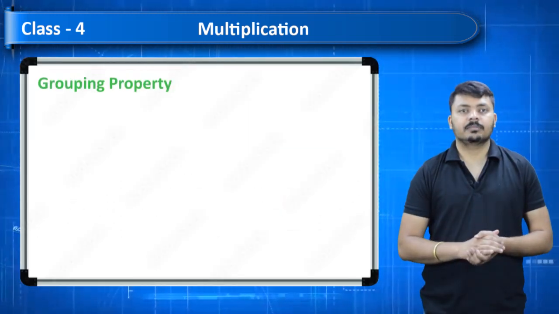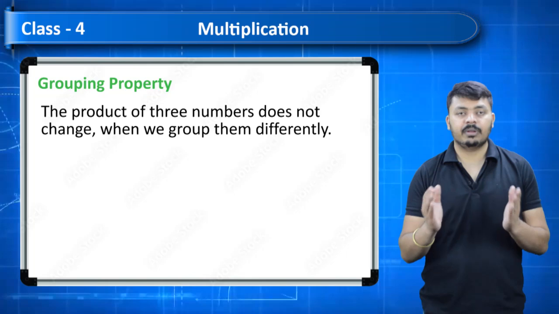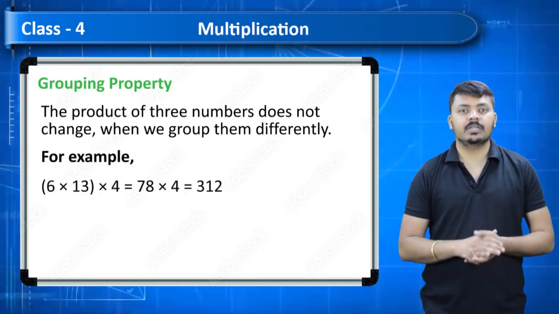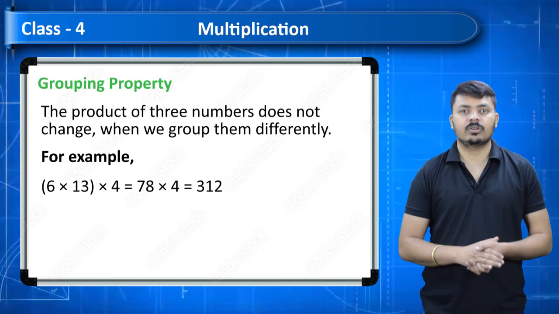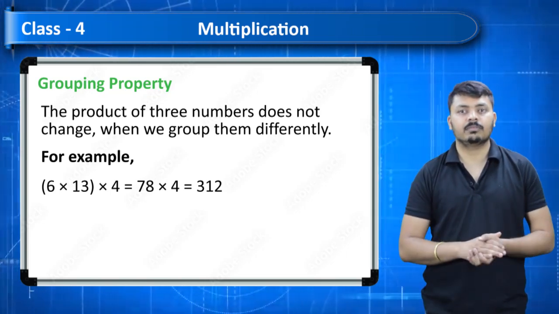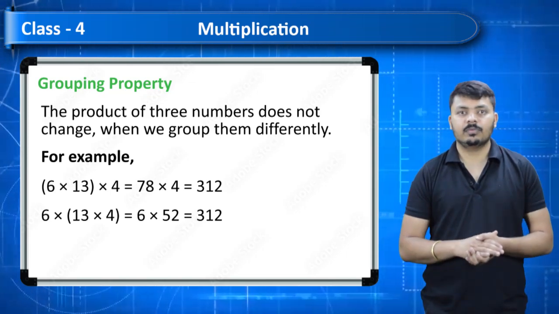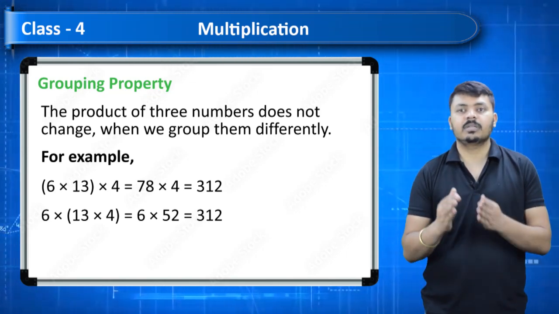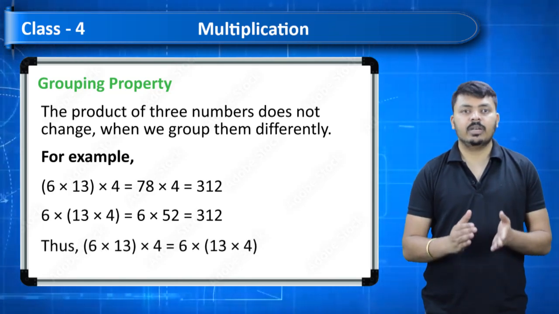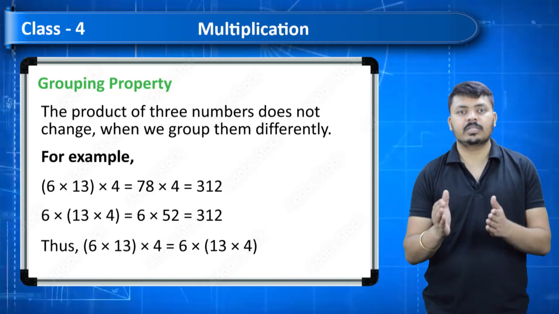Grouping property. The product of three numbers does not change when we group them differently. For example, 6 multiplied by 13 multiplied by 4 is equal to 78 multiplied by 4 equals to 312. 6 multiplied by 13 multiplied by 4 is equal to 6 multiplied by 52 is equal to 312. So 6 multiplied by 13 into 4 is equal to 6 multiplied by 13 into 4.